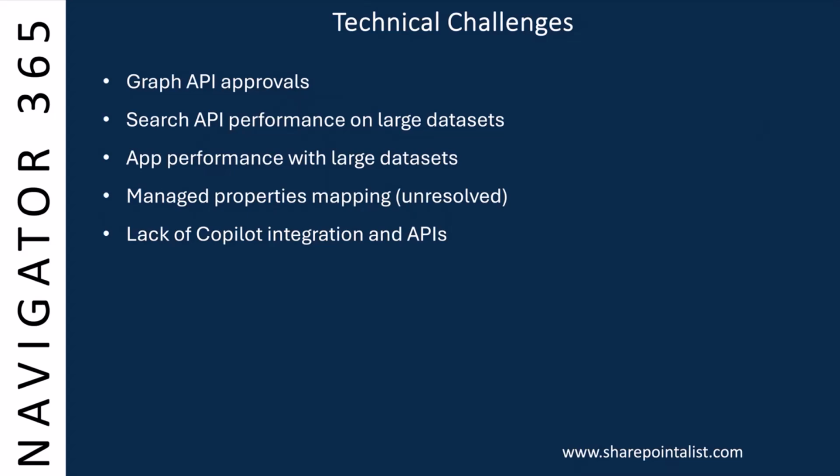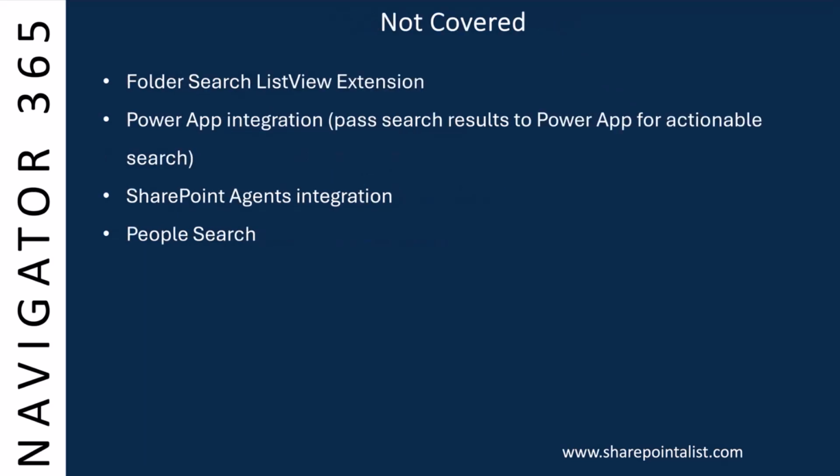So technical challenges, again, Graph API approvals, that was always a problem. The app works with, potentially, very large data sets. We have customers working with tens of millions of documents with this app, and it's a struggle sometimes from the performance perspective. Again, Microsoft managed properties mapping is still back in the 2010 world. This is always a problem for customers and for us. And also we're looking forward to some Copilot integrations and APIs to help us extend our app into the Copilot world.